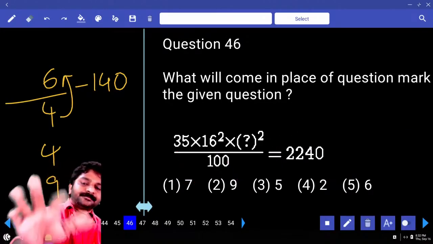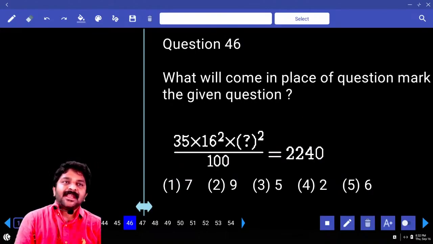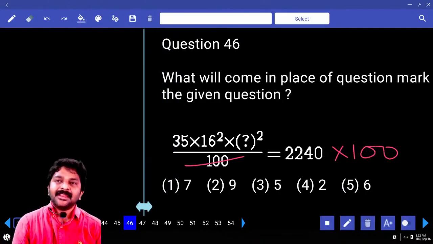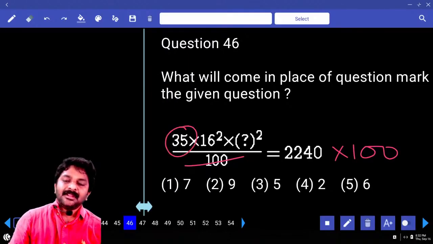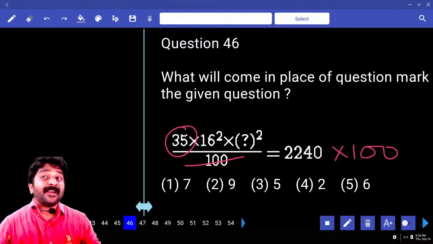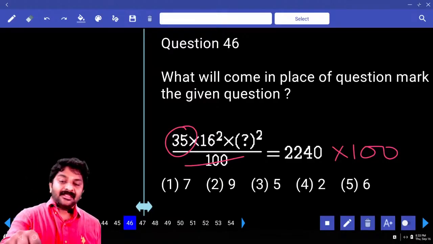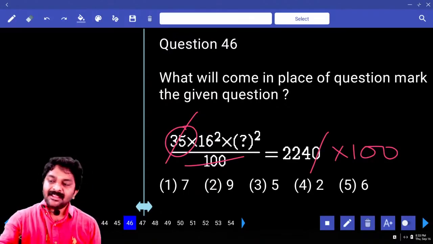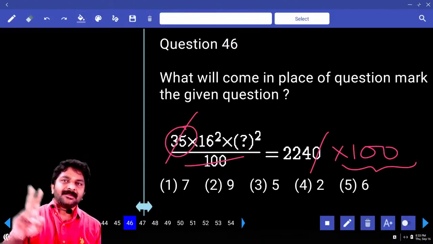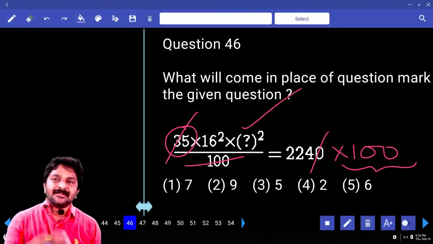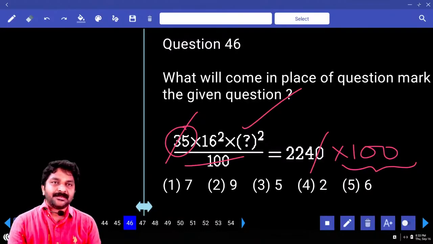Next. On the left hand side, the denominator 100 goes to the right hand side and we'll have into 100. Am I right? Now, left hand side numerator. Do you have 5 multiple? Do you have 5 square multiple? Then 1 5 multiple here and 0 gets cancelled. Still you have how many zeros? That means you have 5 multiple on the right hand side. So on the left hand side your x value must be a 5 multiple only. How many 5 multiples are there in the options? Only one. Third option, final.